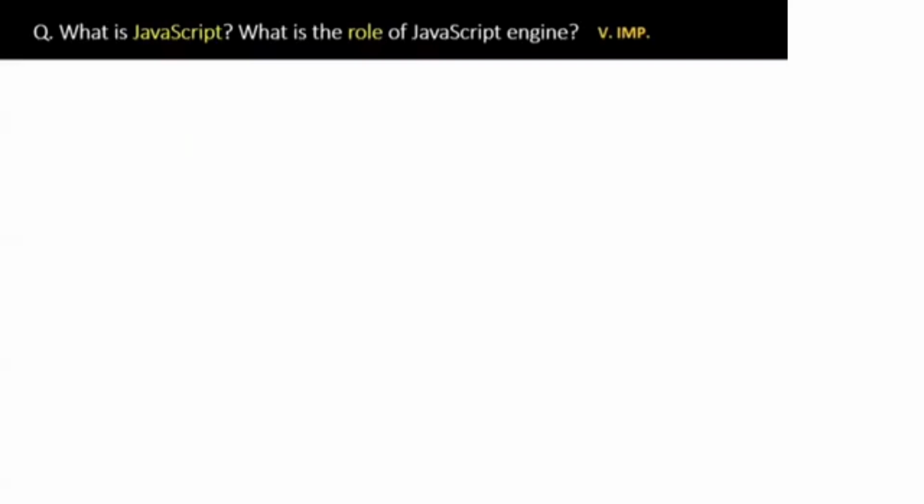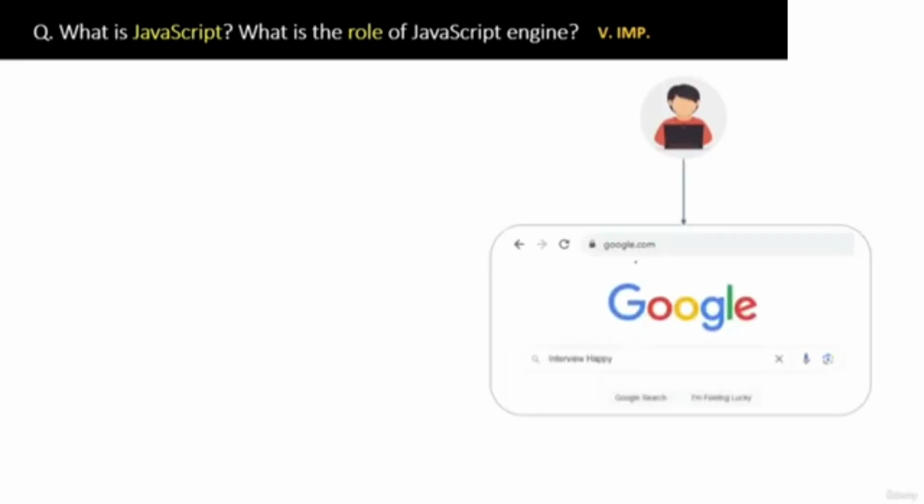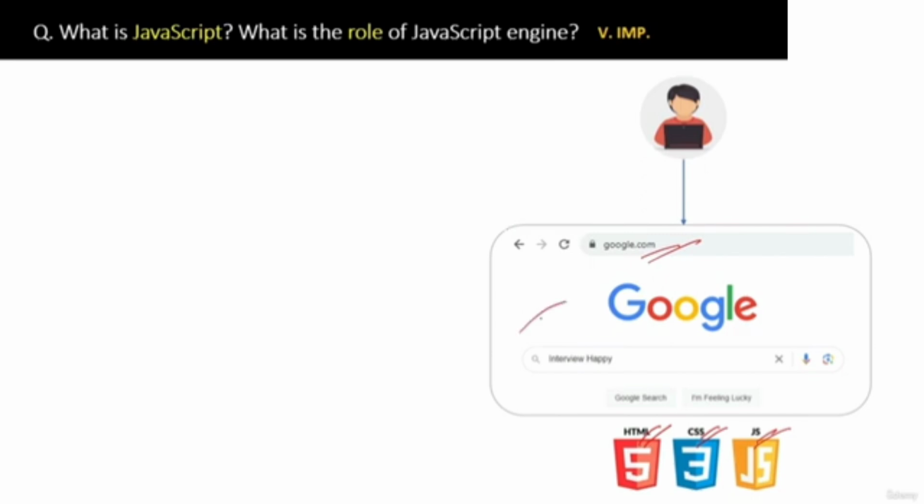What is JavaScript? What is the role of JavaScript engine? First and very important question. Whenever as a user you open any website on your system, for example, you enter the URL google.com in the browser, then this request will go to the Google server and the server will send 3 things to you: HTML, CSS, and JavaScript. HTML is just for displaying the static content and elements on the web page, nothing else. CSS is for styling them, like the font color and font size, all are dependent on CSS.